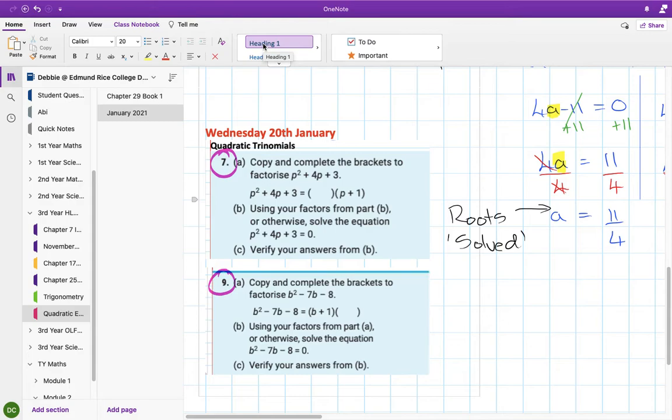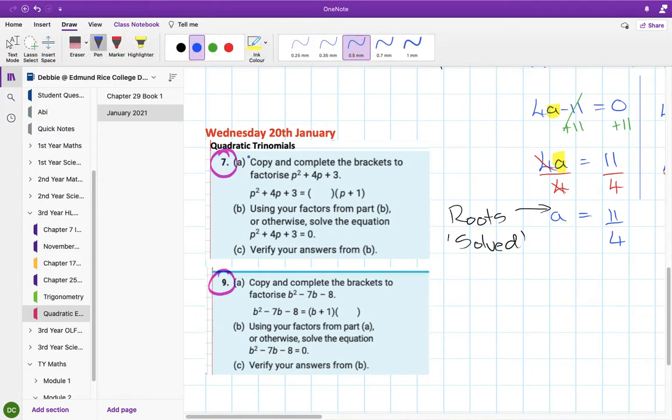We will start by going through Wednesday's homework, which was on quadratic trinomials. Okay, so I'm just going to go down here. So it says, copy and complete the brackets to factorize p squared plus 4p plus 3. So I'm just going to pretend like the brackets aren't there and I'm just going to factorize it separately. And hopefully the answers match.